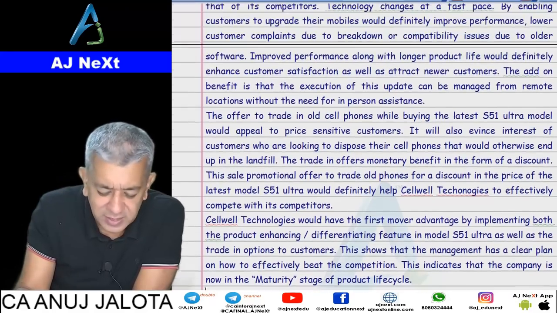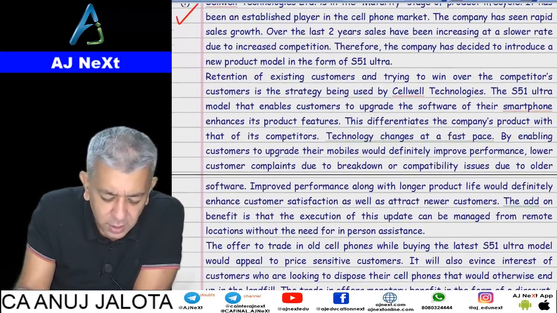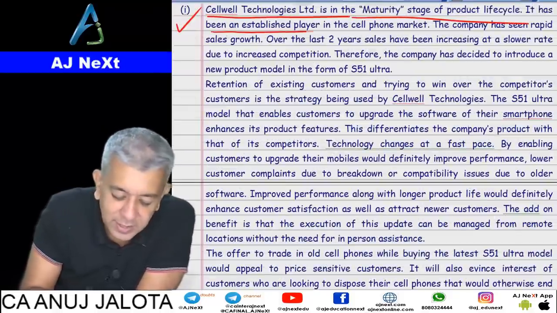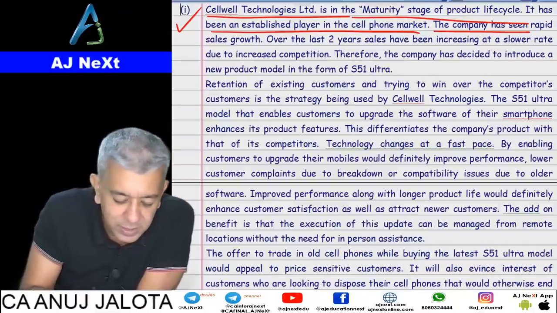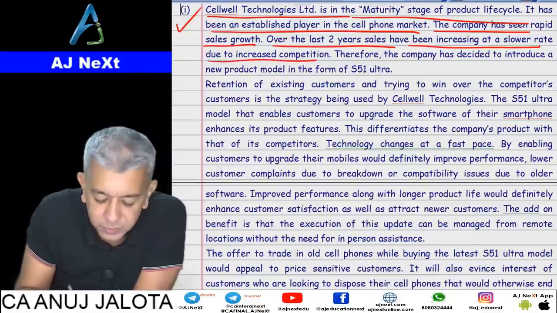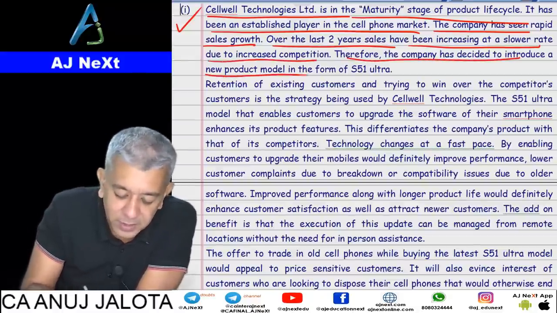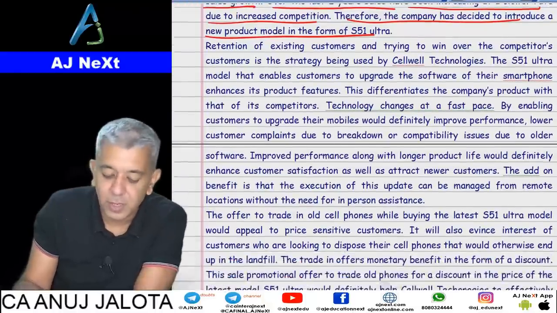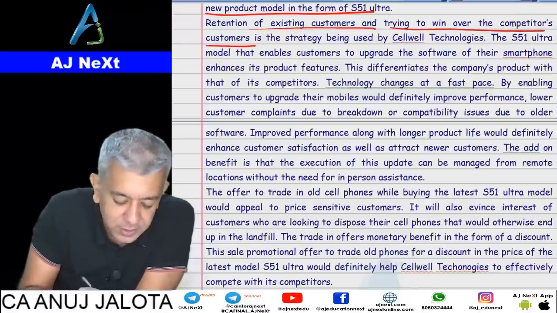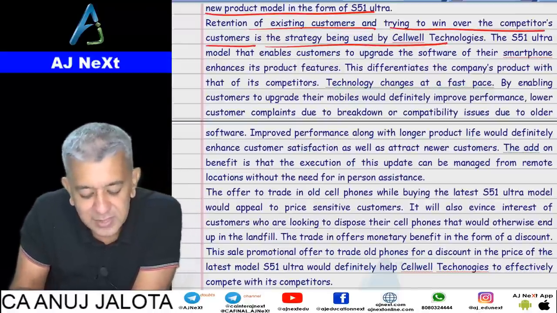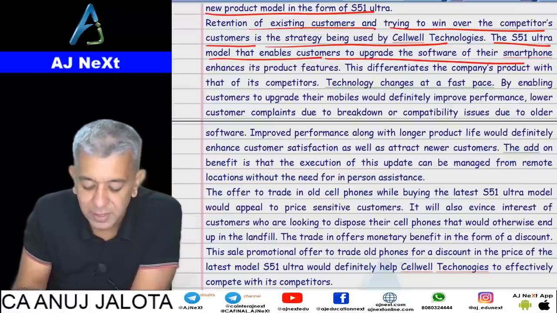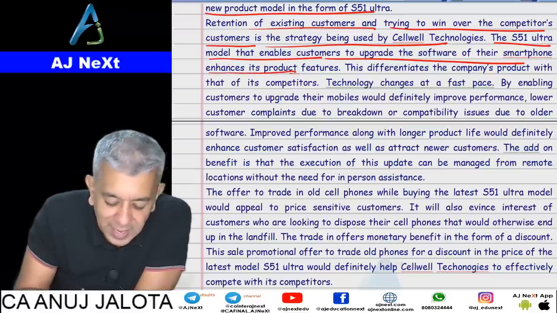Bas yahi wali cheez yahan par likhna hai, just the facts of the case and nothing else. I'm just reading it once. Cellwell Technologies is in the maturity stage of product life cycle. It has been an established player in the cell phone market. The company had rapid sales growth; over the last 2 years sales have been increasing but at a slower rate due to the increased competition. Therefore, the company has decided to introduce a new model, S21 Ultra. Retention of the existing customers and trying to win over the competitors' customers is a strategy being used by Cellwell Technologies. The S21 model will enable the customers to update their software of this smartphone, enhancing its product features.